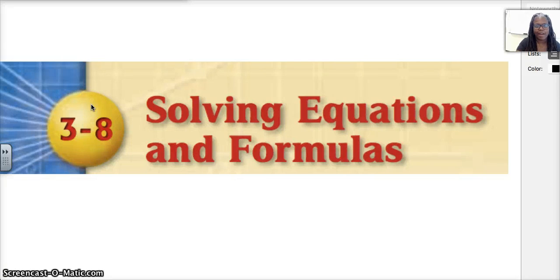How are you guys doing? Here we are at the end of chapter 3. Almost. We've got 2 sections left, and we're looking at section 8, which is solving equations and formulas.